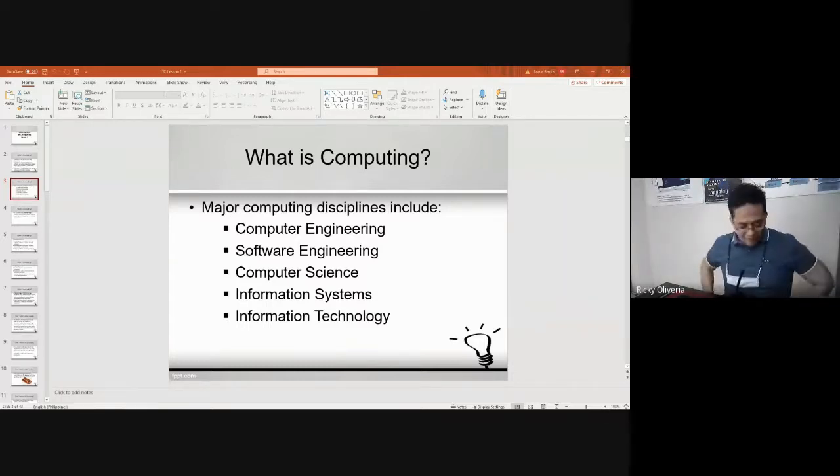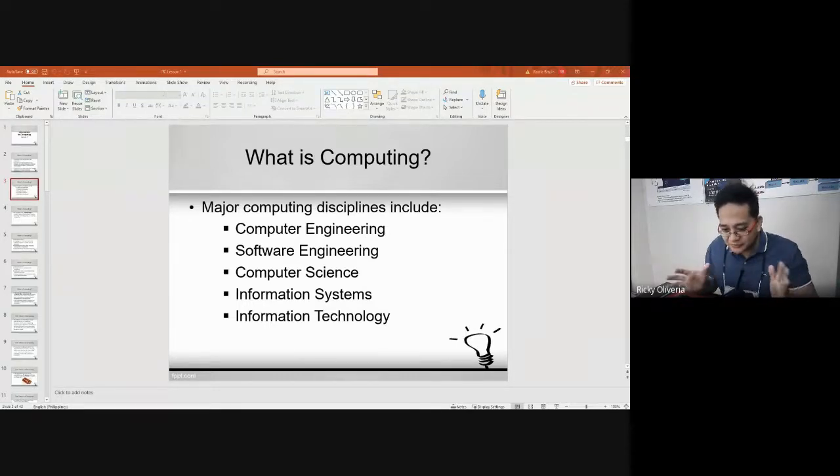Let's make it this way. Okay? Computer science is also a computer-related or computing-related course. Course din yan. Kurso din yan. Okay, meron tayong IT, may IS, meron tayong computer science. Computer science, they are the persons behind different algorithmic methods. Okay, pag sinabi natin algorithmic methods, ano yan? Bigyan ko na lang kayo ng example para medyo mas mabilis nating makuha.